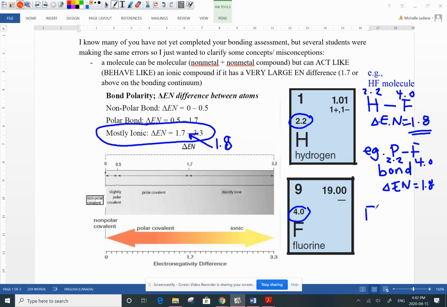PF, as in PF3, is going to do the same thing, right? So when you look up P, phosphorus, it has 2.2 for its electronegativity, fluorine 4.0, and you find the difference in electronegativity, same, it's 1.8. So that means that even though you have nonmetal and nonmetal, it's acting like an ionic compound, right? It is acting like it could transfer electrons, even though they are still molecules. They're two nonmetals. Okay, so that is one clarification I wanted to make for you.